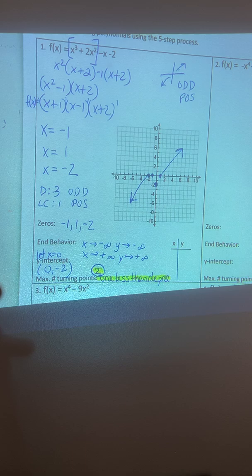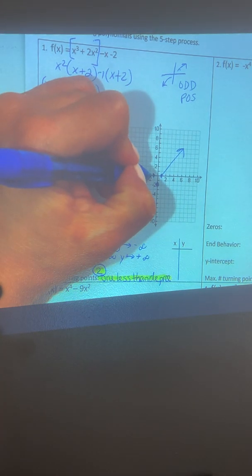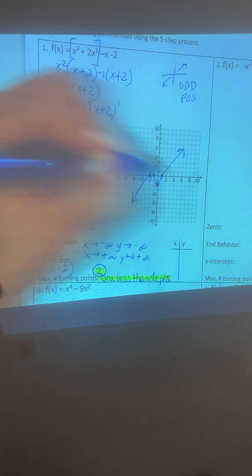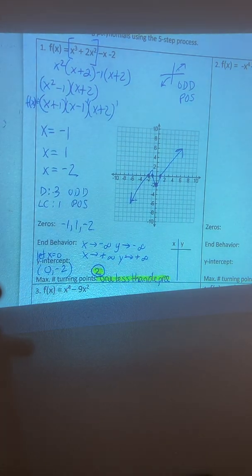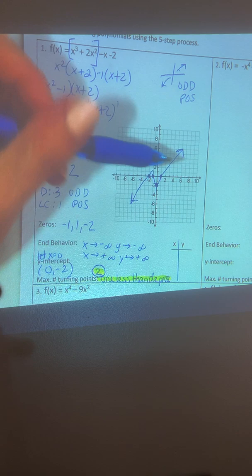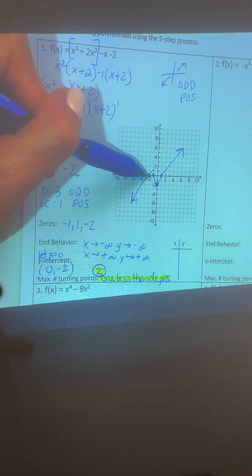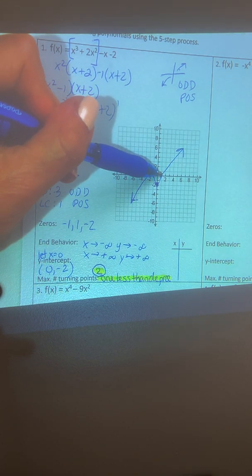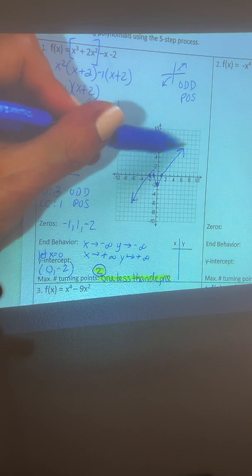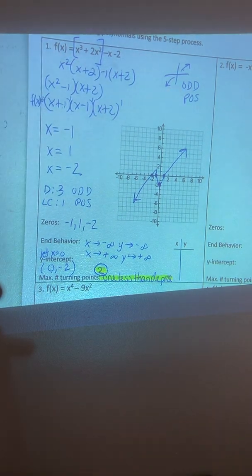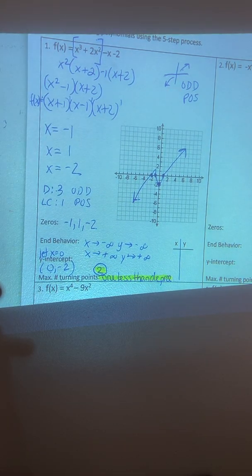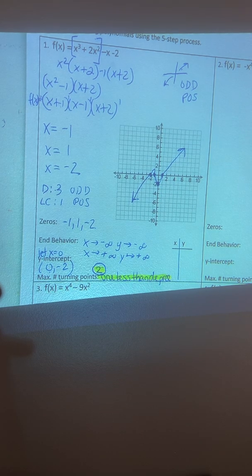Okay, so now I need 2 more turns. So that means it's going to go like this and like that. And that's just a sketch. I know that my farthest point to the left is going to go down. My farthest point to the right is going to go up. That's what the end behavior determines. All right, let's try the next one.